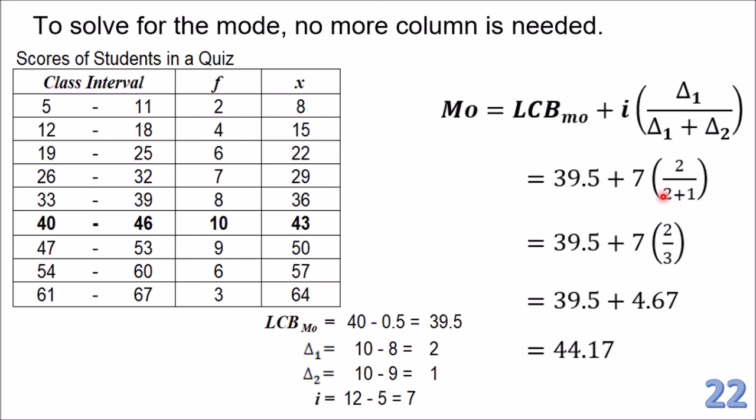I-plus mo natin ito sa baba. 2 plus 1, that is 3. Then, after that, dito, muna tayo mag-simplify. 7 times 2, 14 divided by 3, and that is 4.67. So now you can now add 39.5 plus 4.67 equals 44.17. And this is our mode of this group data, 44.17.